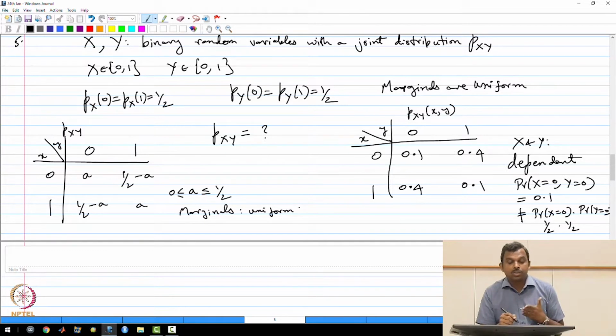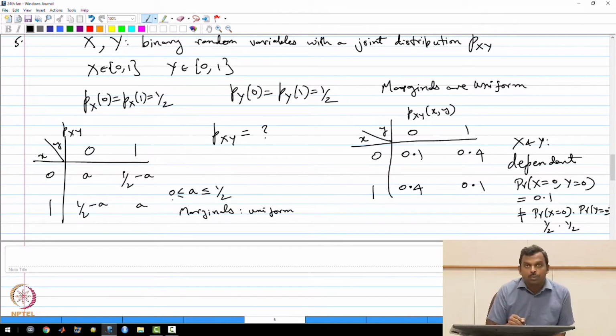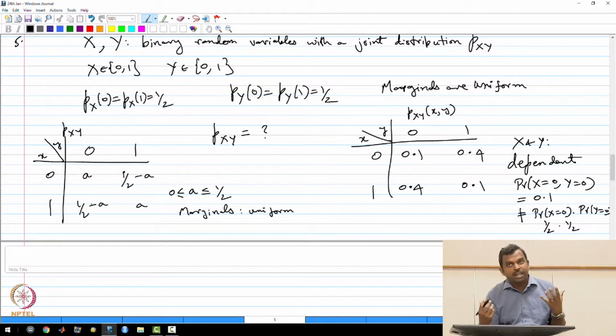So how many joint distributions are there which give you uniform marginal PMFs for binary valued random variables? Actually an infinite number. You take any a from 0 to half, you will get it. In fact, there's an extreme example I can give you. You could take a equals 0. Then you have 0, 0, half, half. So x and y together take only two values. If x is 0, y is 1. If x is 1, y is 0. That's all. So it's kind of a deterministic relationship between x and y.